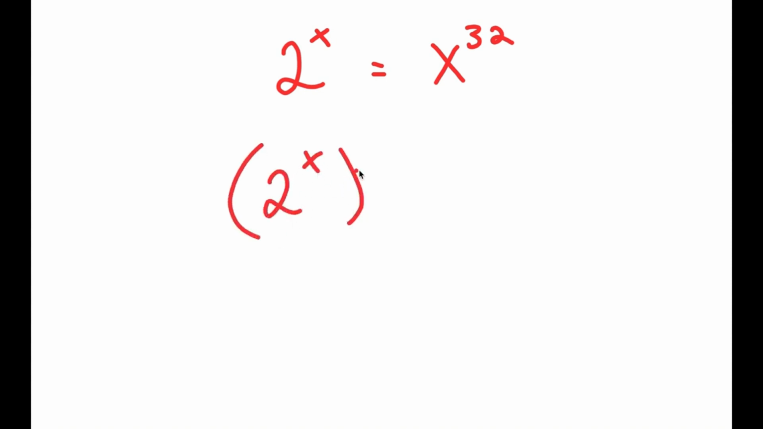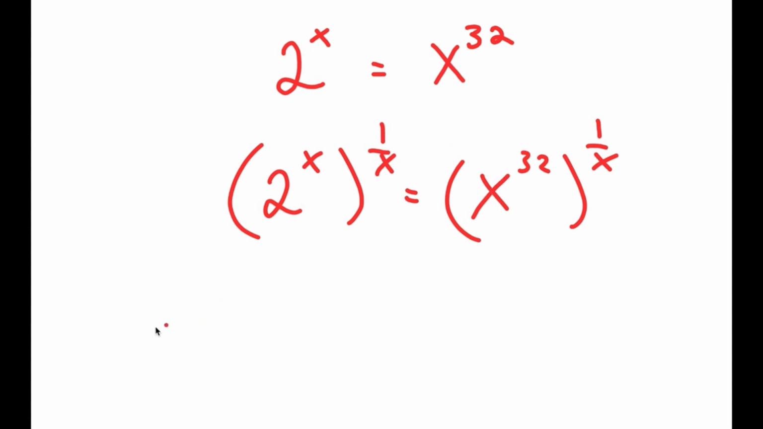Alright, so in this video, I'm going to solve the equation 2 to the power of x is equal to x to the power of 32. To solve this, I'm going to first start by taking the power of 1 over x on both sides. So I get 2 to the power of x to the power of 1 over x is equal to x to the power of 32 to the power of 1 over x.